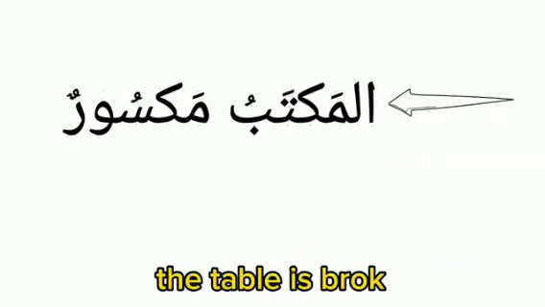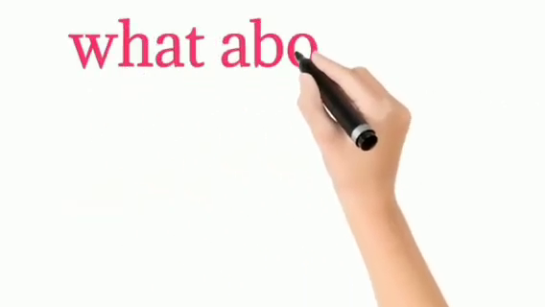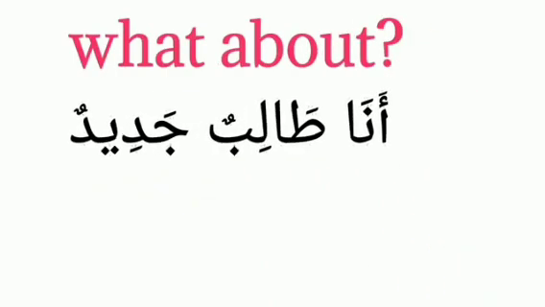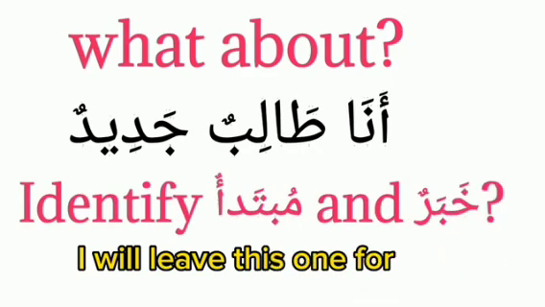Another example we have here is Al-Maktabu Maksurun. The table is broken. Al-Maktabu is the mubtada, while Maksurun is the khabar. What about a sentence like Ana talibun jadidun? I will leave this one for you to attempt.